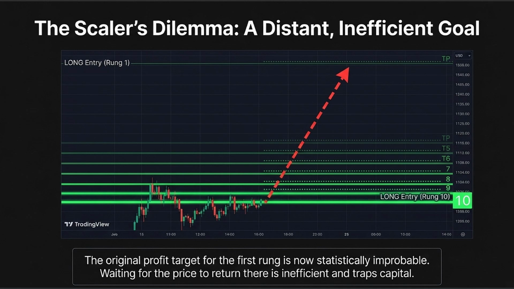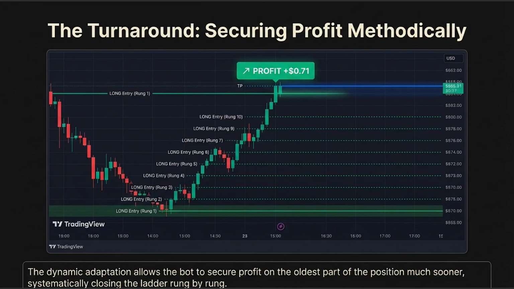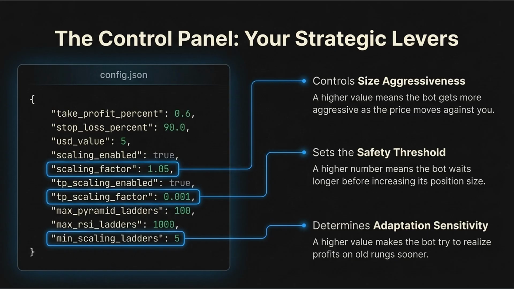Strategic reserve. Since the initial position is a tiny fraction of total capital, the bot maintains a massive reserve for the ascent, scaling. This allows it to add new rungs during adverse price movements and improve the average entry price without liquidation risk.